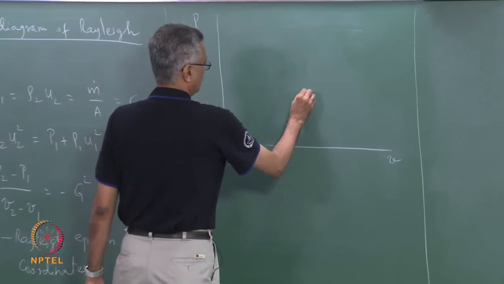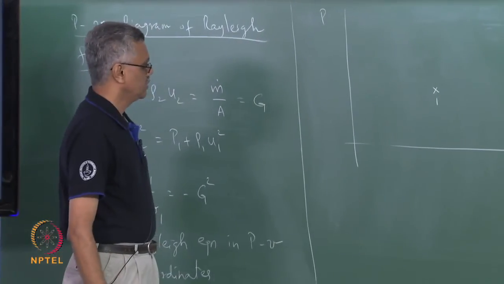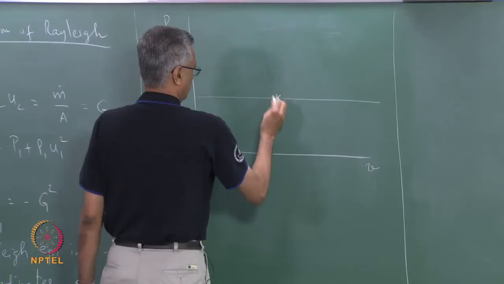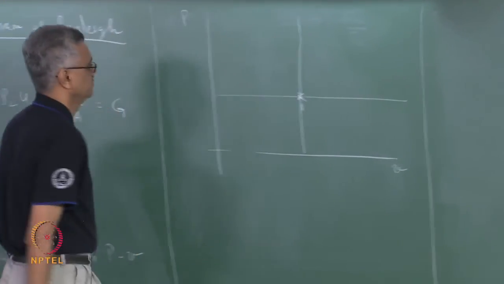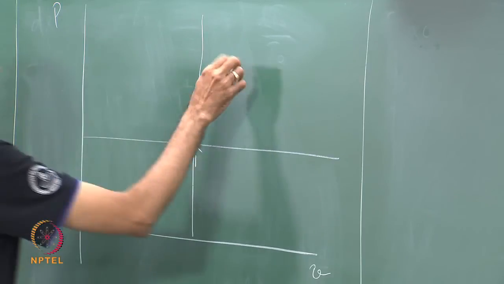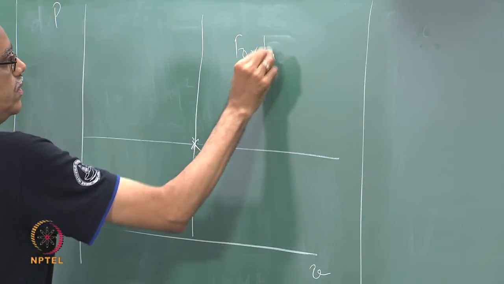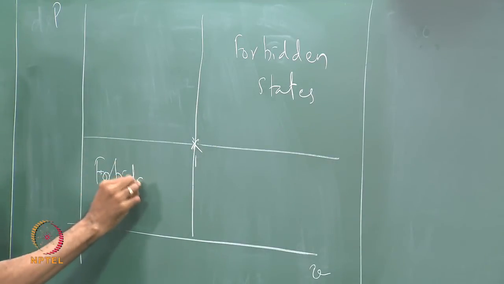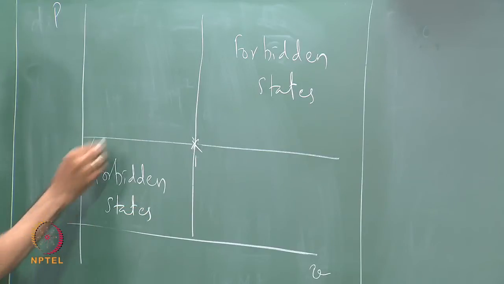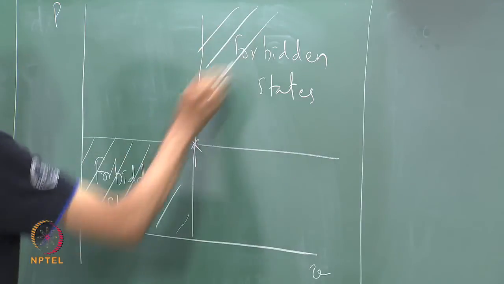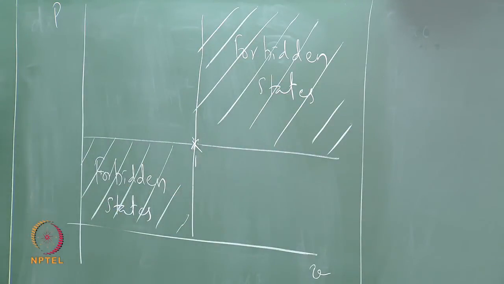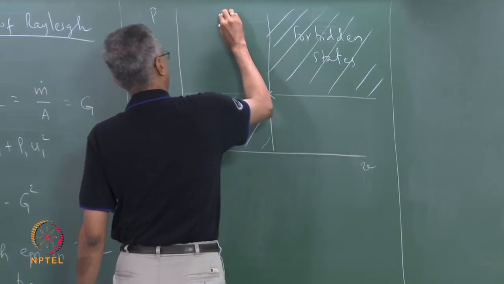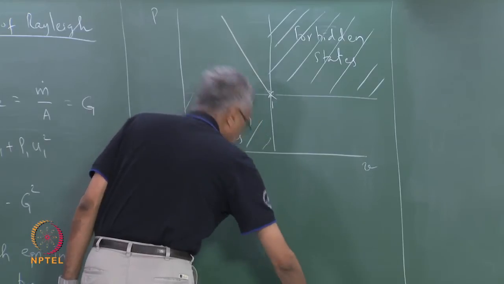let's say this is my state 1. Since the slope of the Rayleigh line is negative, as we argued earlier, states in this quadrant and this quadrant are not allowed. So I can either have a Rayleigh line which looks like this, or I am allowed to have a Rayleigh line which looks like this.